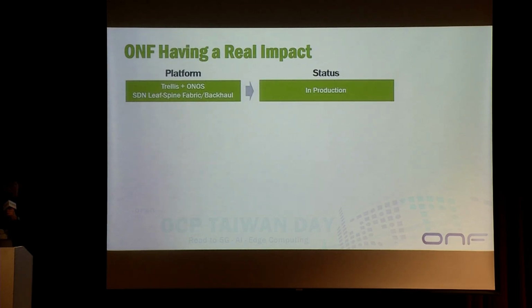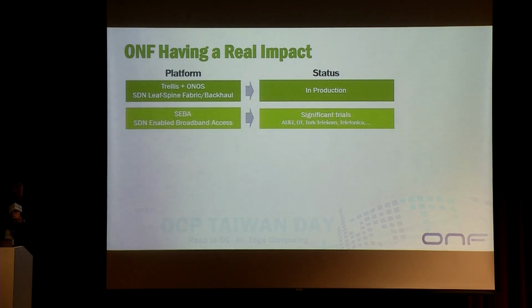So this is the status of each of our projects. Trellis and Hoonest, again, are SDN leaf-spine fabric. They're already in production with a tier 1 service provider in the United States, with thousands of subscribers, by the way. And we have SEBA. SEBA is also in a significant trial with AT&T, Deutsche Telekom, Turk Telekom, Telefonica, and a lot of other providers are interested in looking into SEBA.